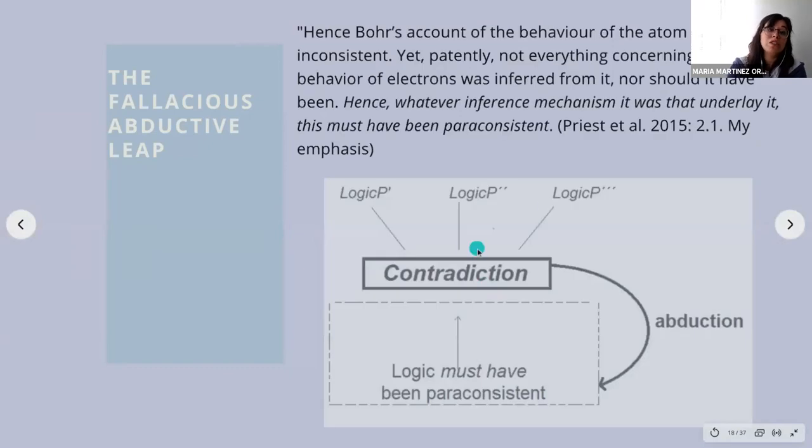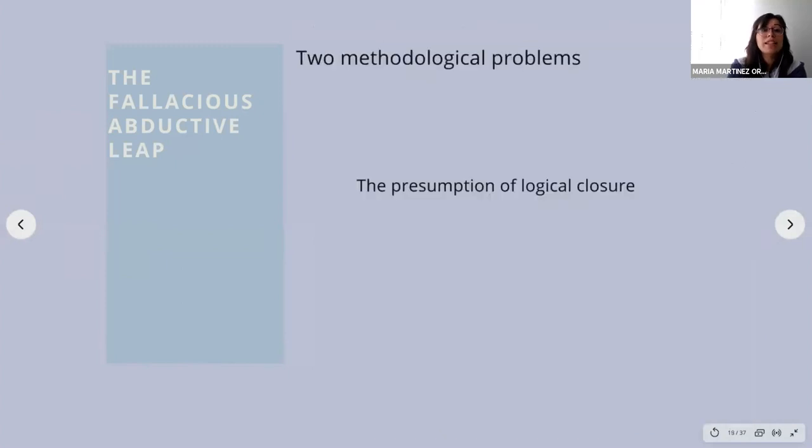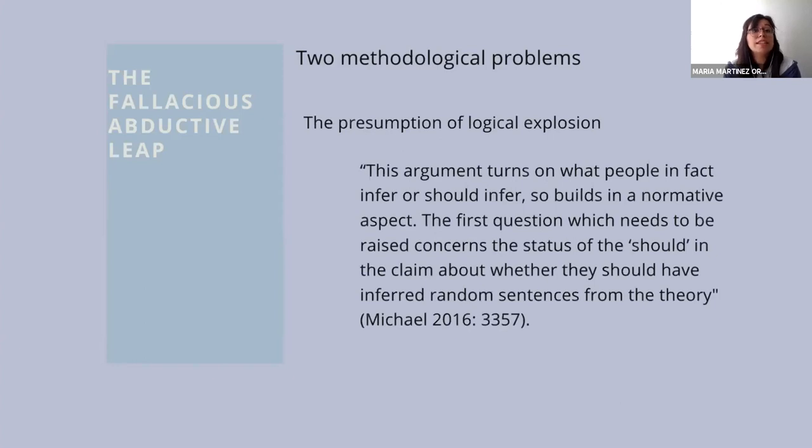However, this abductive leap seems to be fallacious, at least in a methodological sense. Why? Because it assumes two methodologically problematic statements. First, the presupposition of a logical closure. This is that rationality, or at least parts of human rationality, should be closed under a particular logical consequence relation. And then, the second thing that they assume is that this logical consequence relation should be either explosive or non-explosive.